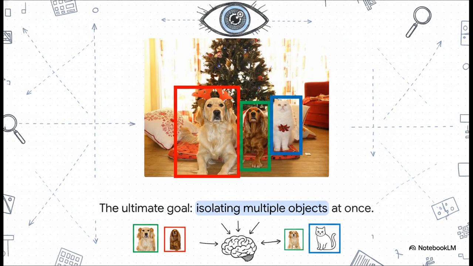Okay, let's dive into this. Our ultimate goal for this explainer is to figure out exactly how we train an AI to do this visual detective work. By the time we wrap up, you're going to understand how an AI learns to look at, say, a chaotic living room and instantly draw these precise, color-coded bounding boxes around a golden retriever, a spaniel, and a cat, all at the exact same time.